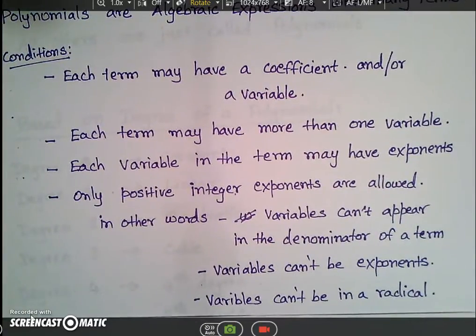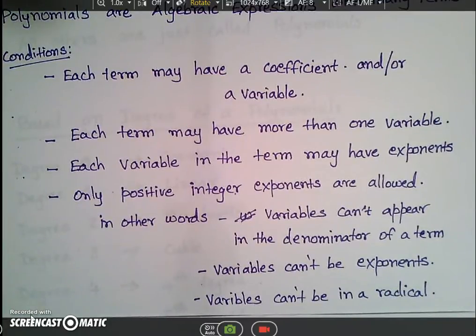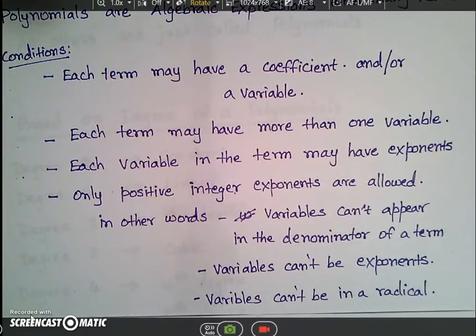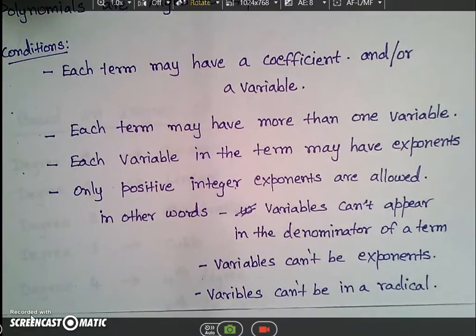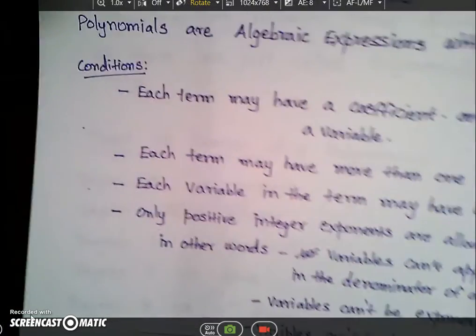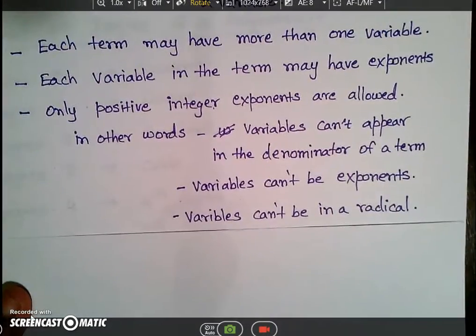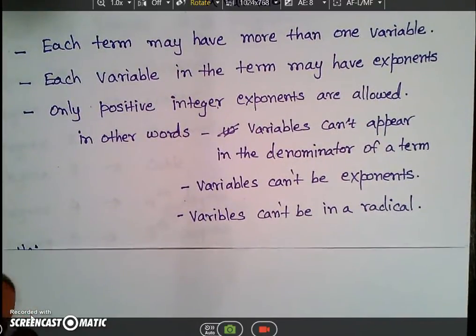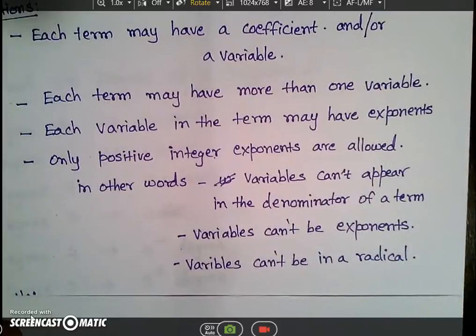And the variables can't be in a radical symbol, like it cannot have a fractional exponent. You know that radicals can be expressed as rational exponents. So my variables cannot have rational exponents or fractional exponents like half, 3 over 2 and all that stuff. So you cannot have a fractional exponent. Alright, so those are the conditions for my terms.